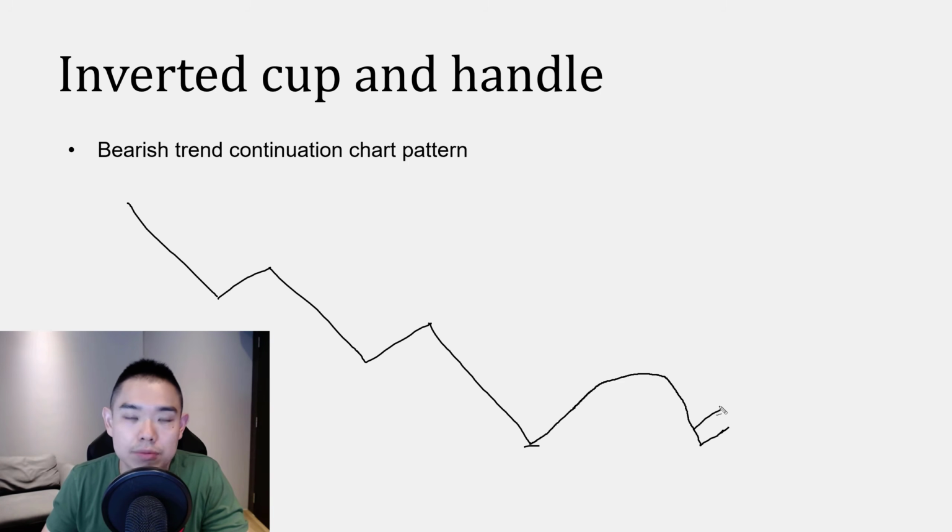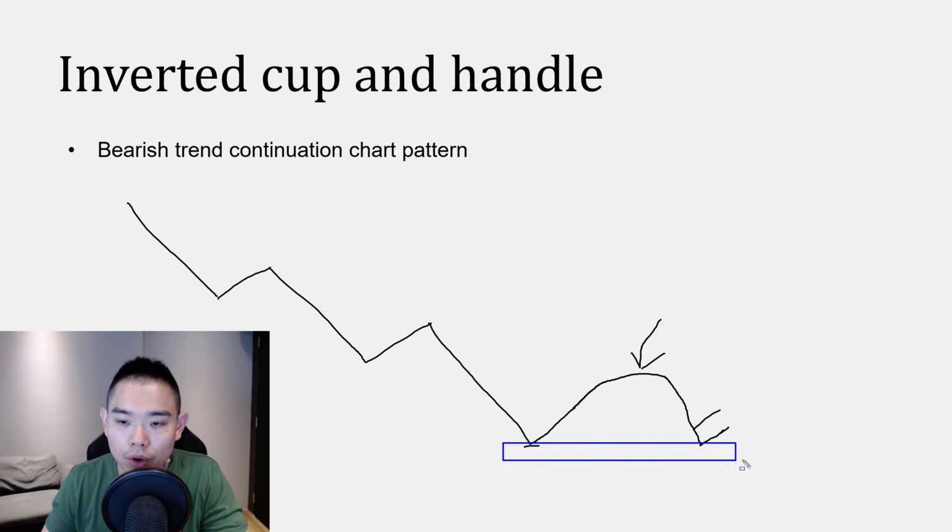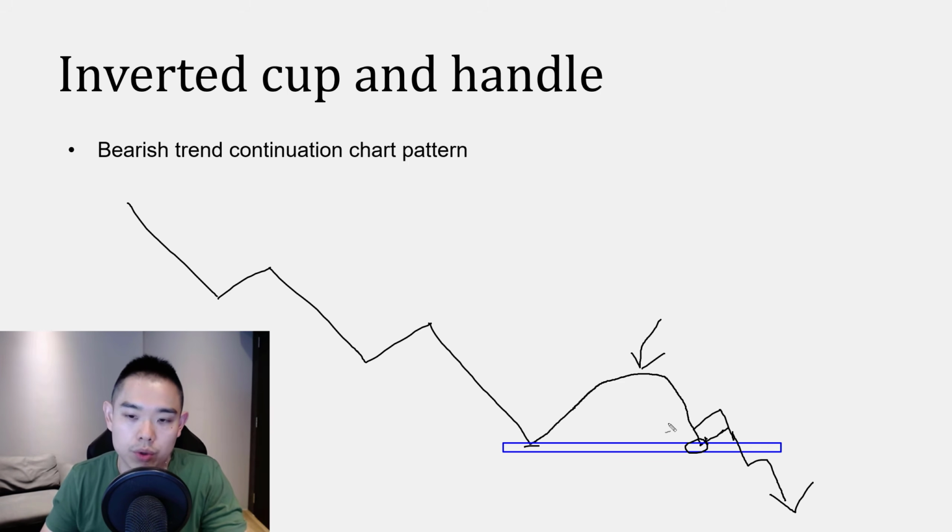But you can see that the rally is pretty weak. It's so weak that it couldn't even take out this previous swing high over here. And at this point, you have what we call a neckline or an area of support, if you want to call it. And if the market comes down lower and breaks below this lows of support, you can expect the price to head down lower. So this is what we call an inverted cup and handle pattern.